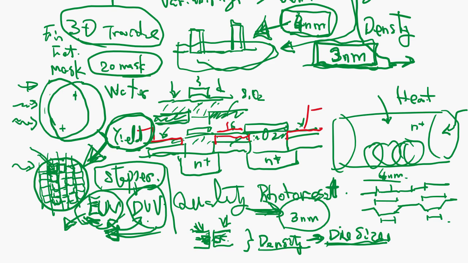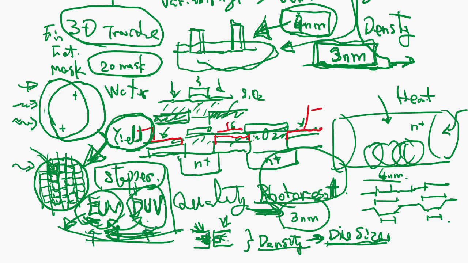The better quality photoresist process and a stepper like EUV, it can handle higher resolution than the DUV. So overall technology is necessary. It's not just EUV and DUV. So that's the semiconductor manufacturing process. The key is photoresist and stepper, and yeah, that's about it.